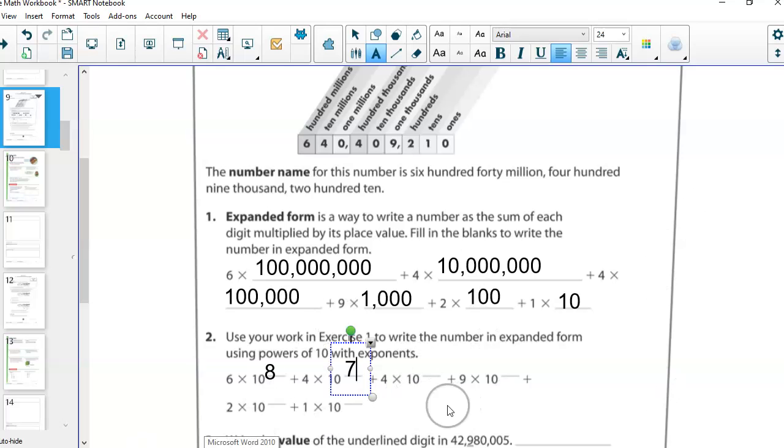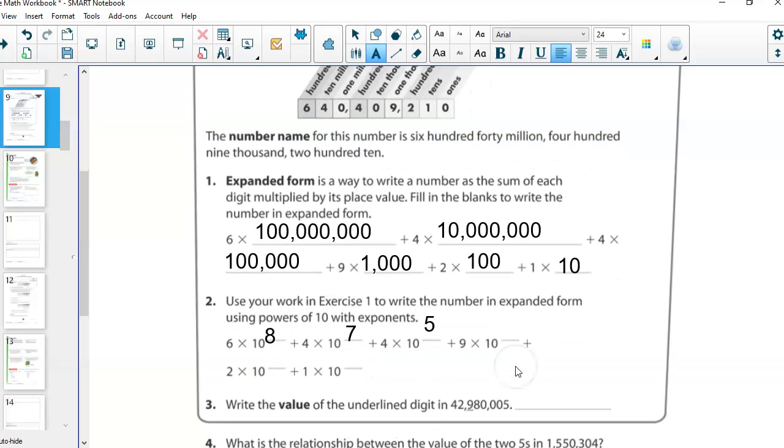Last one we're going to do together on number 2 is this next part right here. So we have 4 times 10 again. So we're talking about the 100,000s place right now. In the 100,000s place, if you notice, 100,000 has 5 zeros. Okay, so we want to represent this as 4 times 10 to the 5th power because 10 to the 5th represents 100,000. All right.